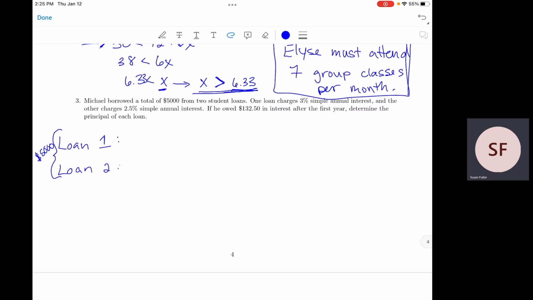One loan charges 3% simple annual interest. So I'll call that loan 1. So I'm going to say 3% simple annual interest.